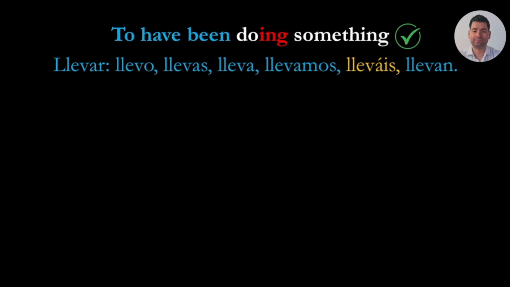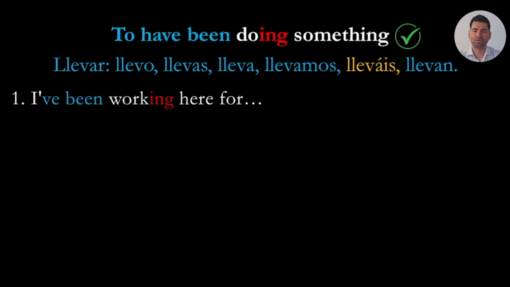To have been doing something. This is a very common expression in Spanish, and there are 2 ways of saying the same thing. You can do it literally, or you can use a construction that is very common. The verb is llevar. Llevar usually means to take or to carry. Here, it's going to be a construction that you need to learn. Llevo, llevas, lleva, llevamos, lleváis. Vosotros in Spain, llevan.